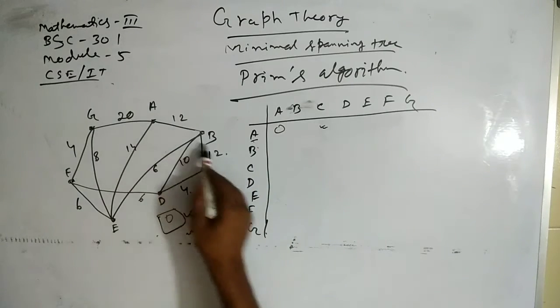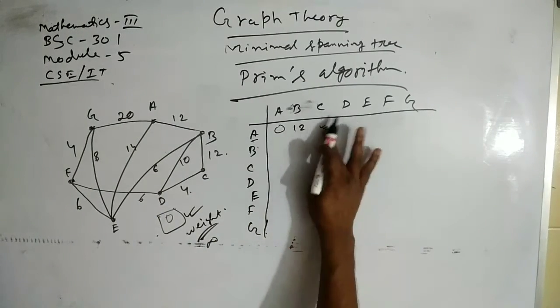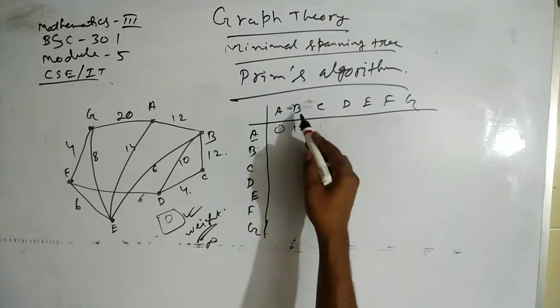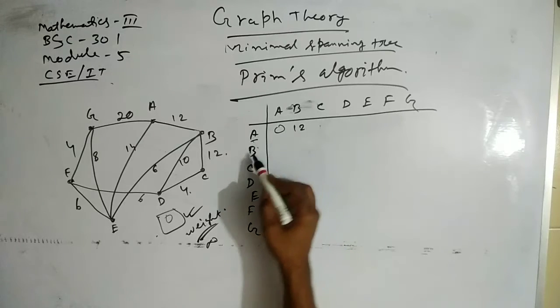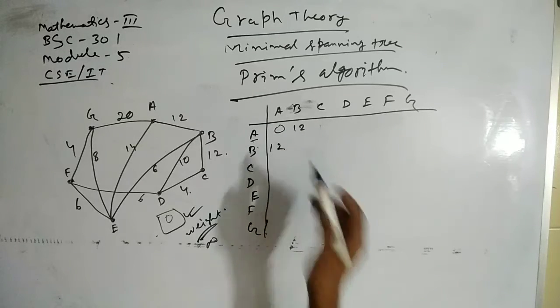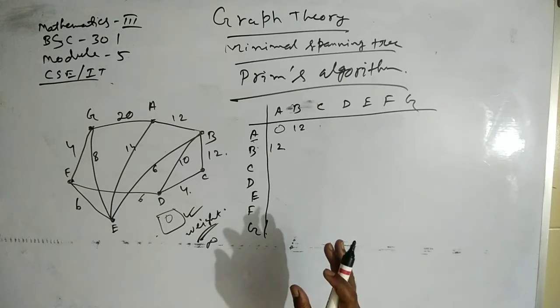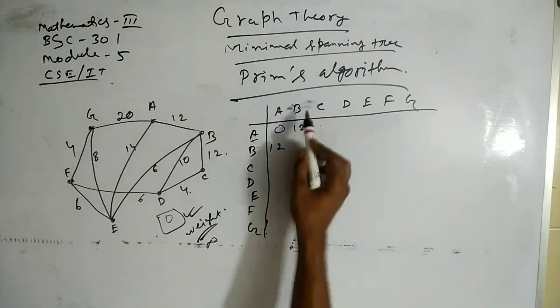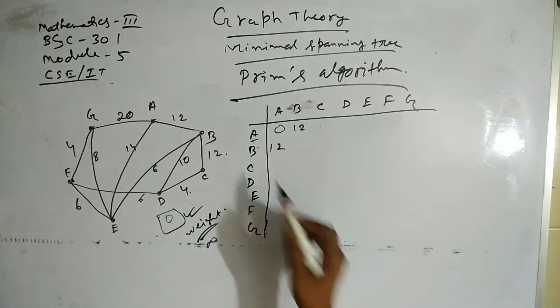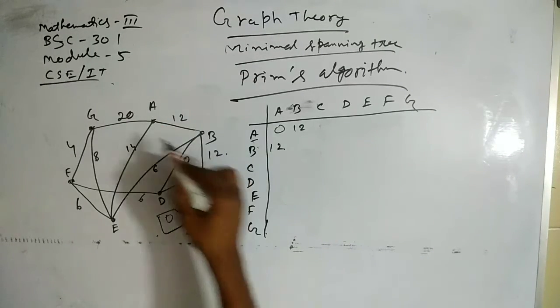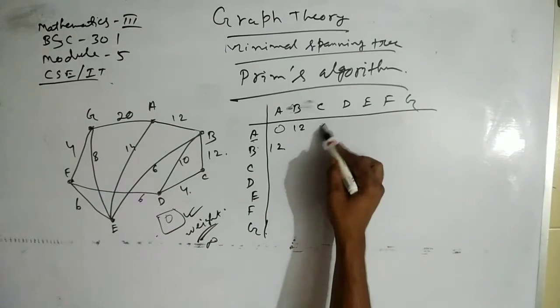Now see, A to B there is an edge, the weight is 12. A to B 12. So if A to B is 12, then B to A will be 12. So put the element this way, then it will save your time. If A to B is 12, then B to A is 12 also. Now A to C. What is A to C? There is no edge between A and C, so there will be infinite.